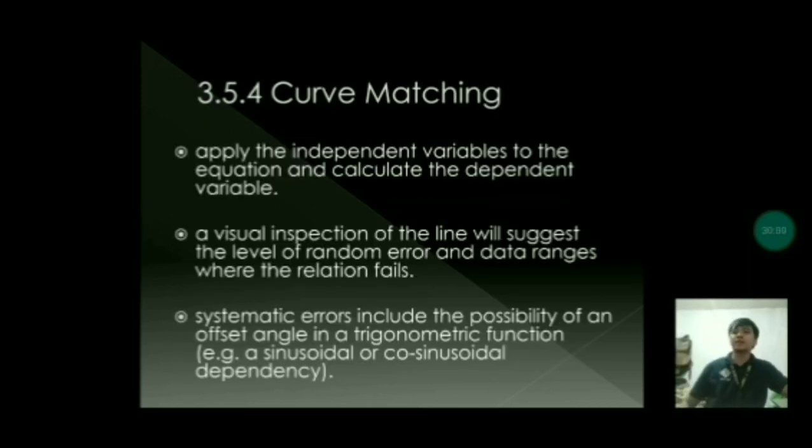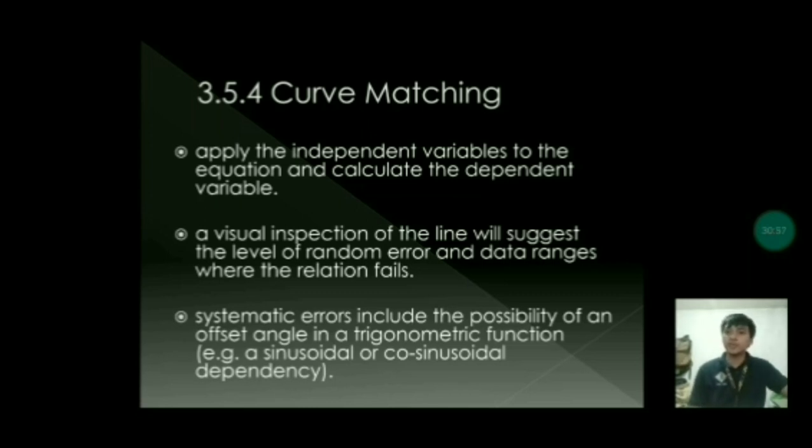Next is curve matching. There are many methods to verify experimental data against scientific mathematical equations. One of them is to apply the independent variables to the equation and calculate the dependent variable. If the equation remains true for the data, a plot of the calculated dependent variable versus the measured dependent variable should be a straight line.